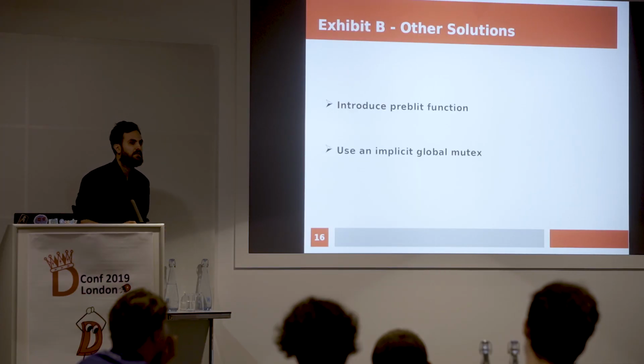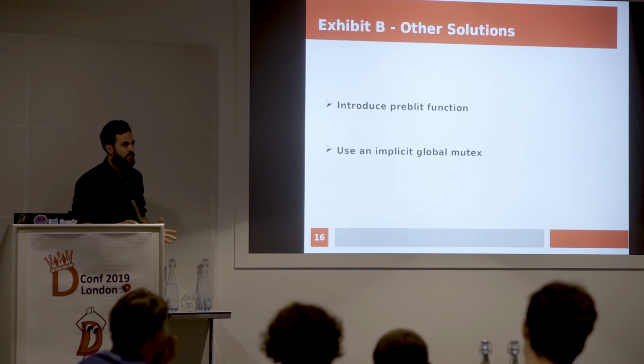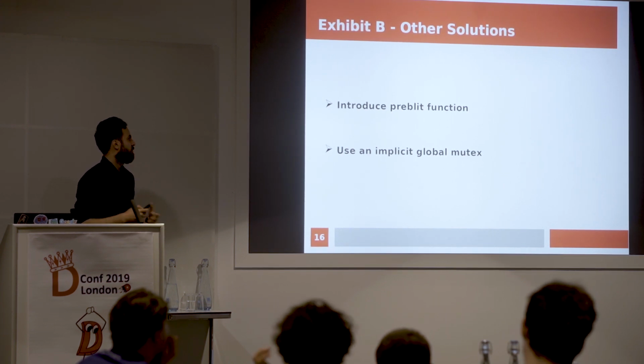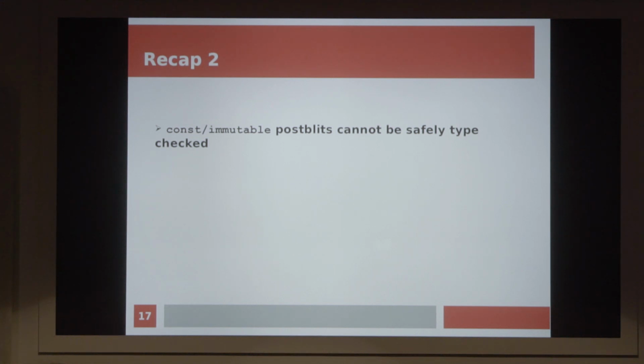Also, we could use an implicit global mutex. Python uses it for their global interpreter lock, but last time I heard they were not very happy about its performance and they were planning on replacing it. I'm not sure what they did in between, but that's also not a solution. So, as you can see, constant immutable post-blits cannot be safely type-checked, and shared post-blits cannot be safely synchronized. Now, these two points are all because of the automatic blitting, which, even though it's a cool feature, seems to introduce a lot of problems.